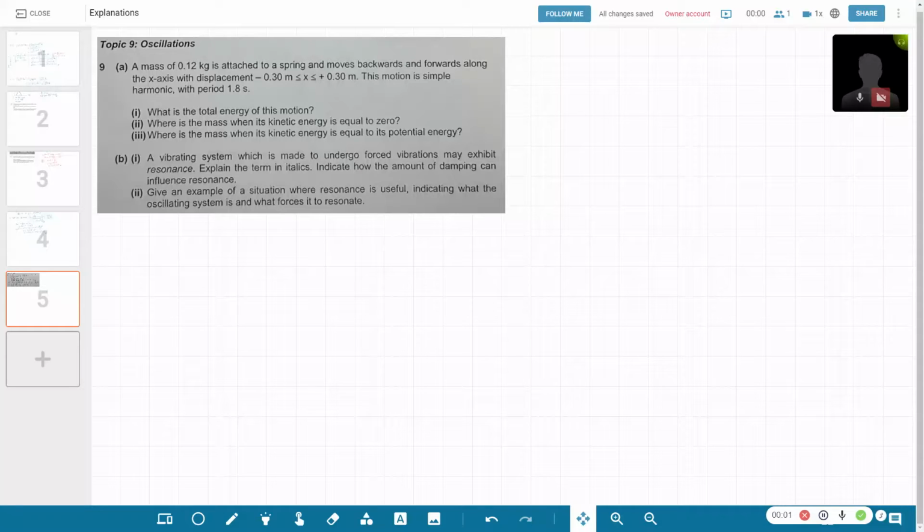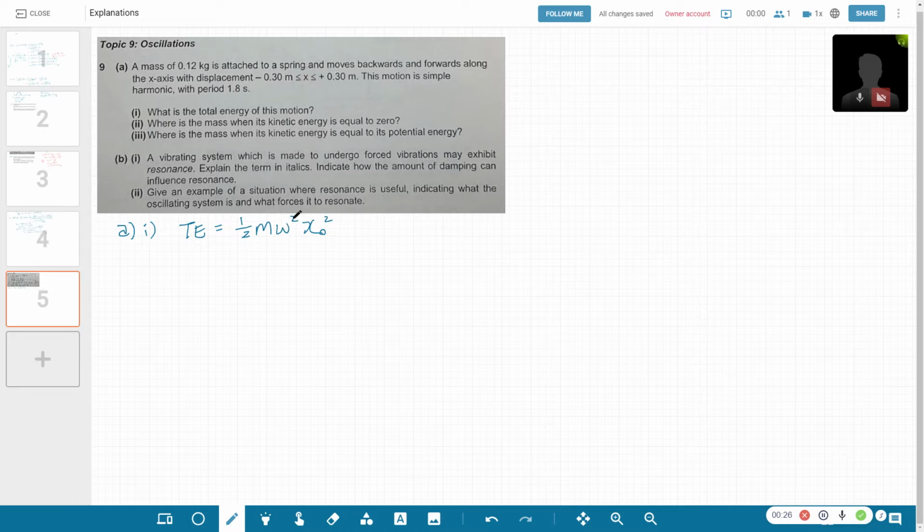Okay, so this is the oscillation questions. For question 9, A, first thing, what is the total energy? Now, for total energy, the formula is pretty fixed. Total energy is the maximum energy, half m omega square x naught square. We can straight away use this.